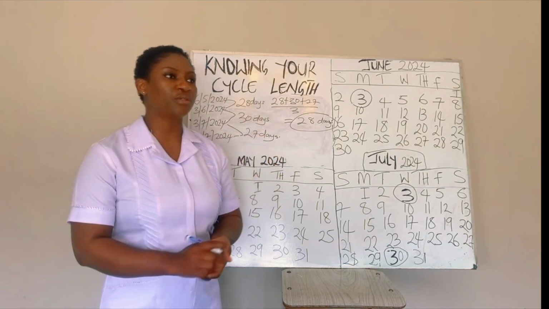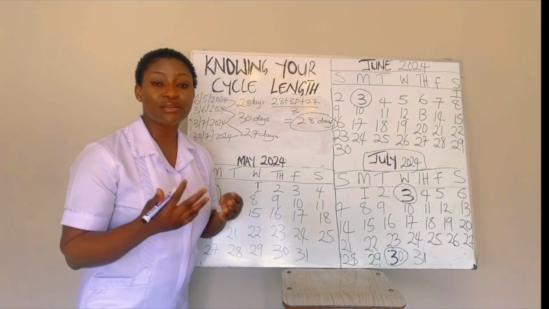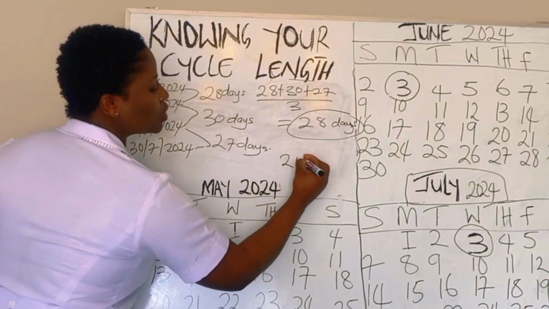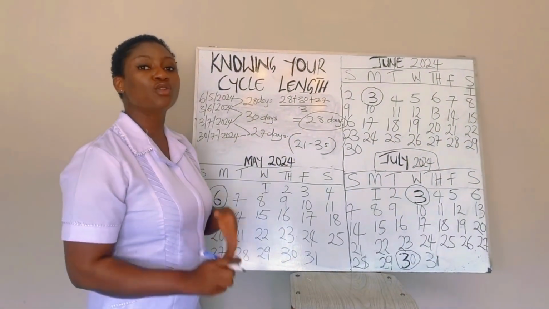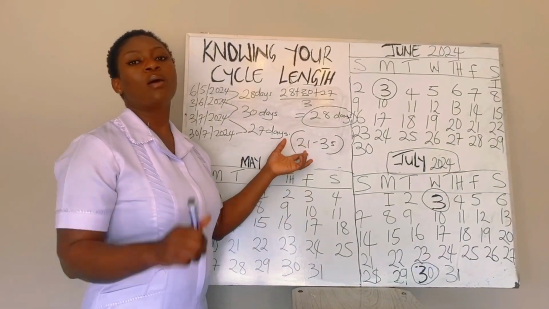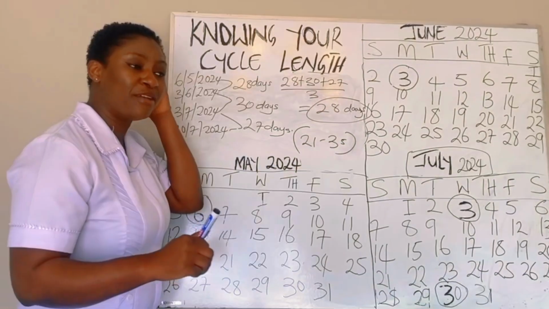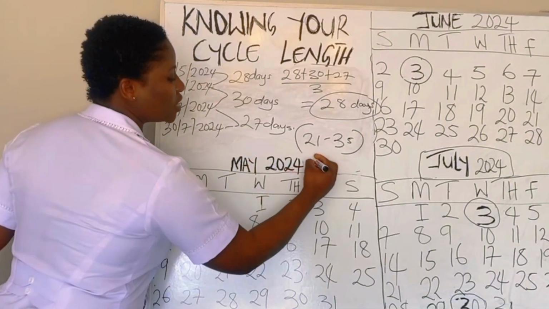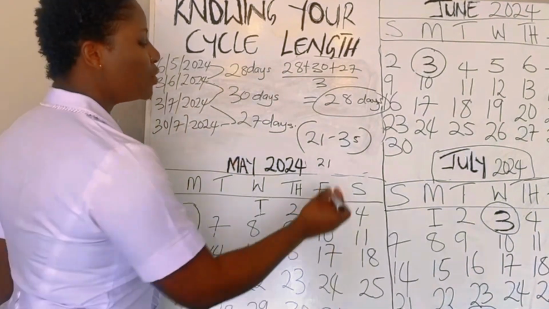Now, there are some variations you need to understand while calculating your cycle length. What are those variations? The normal range for a cycle length is from 21 days to 35 days. What does this mean? This means that you should not be having a cycle length that is lesser than 21 or a cycle length that is more than 35 days. For instance, you had a cycle that was 21, and the next cycle you counted, you got 40.